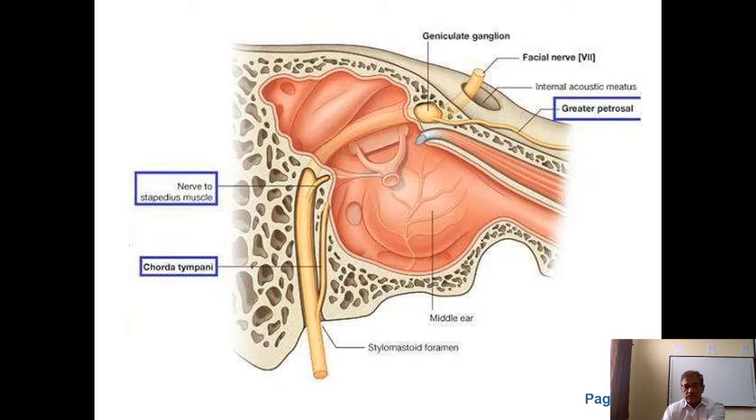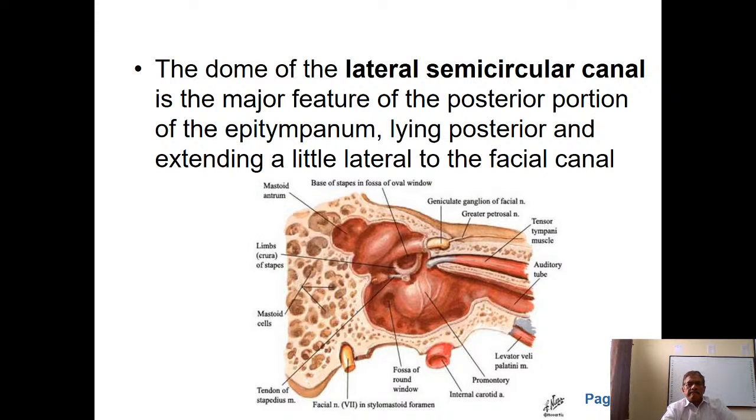So the chorda tympani has two components. I mean, there are two aspects which we need to understand: that they carry the parasympathetic secretomotor fibers, and they also carry the special sensation of taste. Okay, so that is called the chorda tympani. Then the dome of the lateral semicircular canal, as we have seen, projects just above the facial nerve.